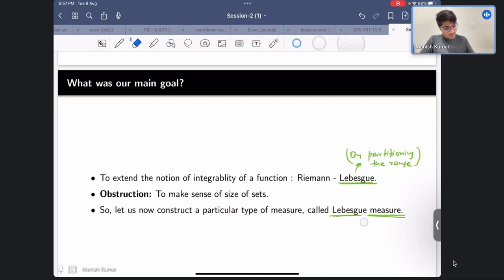Now we will define this Lebesgue measure, what this Lebesgue measure is. Okay, and then using this Lebesgue measure, we'll go for the functions which can be integrated, and so on. The theory will go forward. Okay, so let us first see what this Lebesgue measure is.